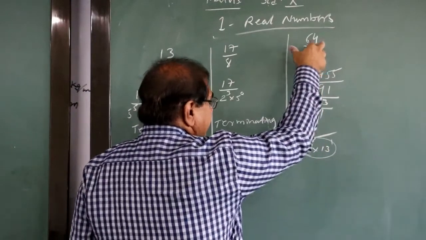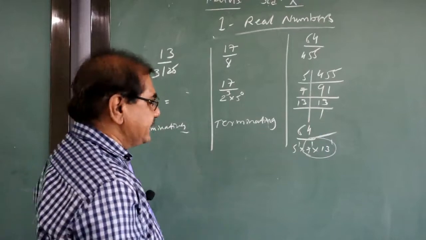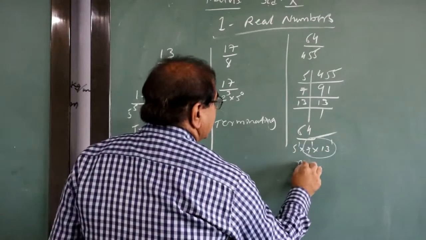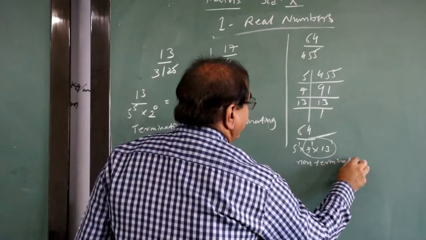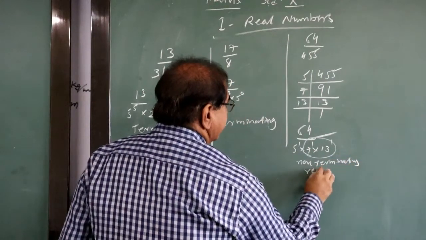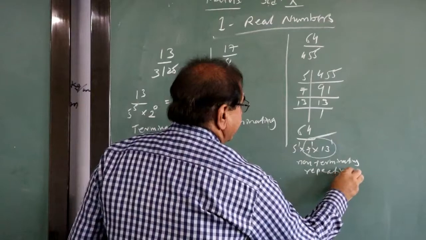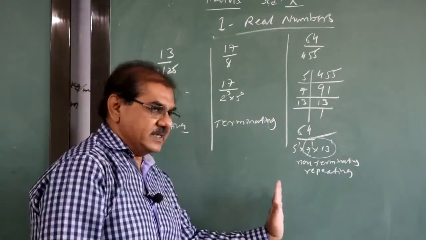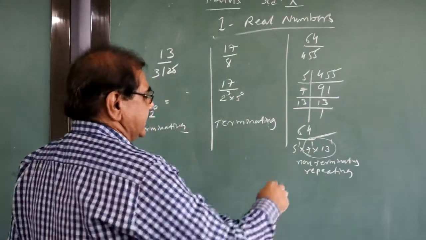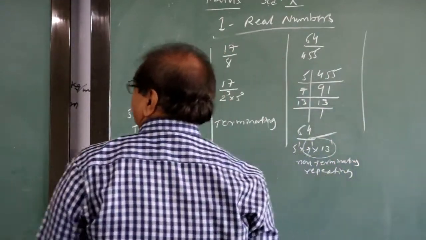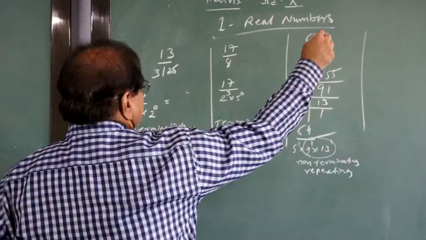So for such a fraction, the decimal expansion is non-terminating, repeating, meaning it will have repeating numbers or repeating groups of numbers in the decimal expansion. We take one more, 15 upon 1600.